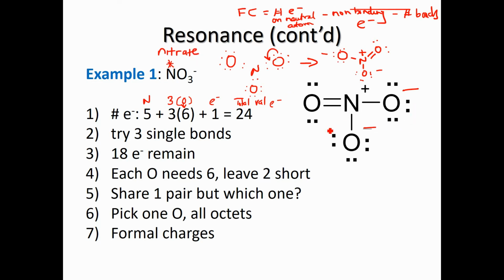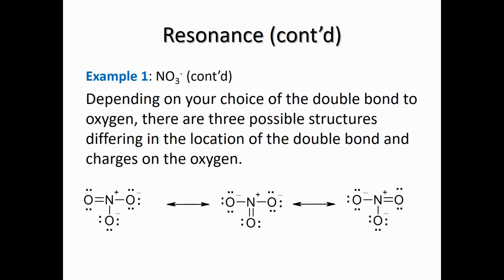Can we make more structures out of this valid Lewis structure? The answer is yes. Depending on your choice of the double bond to oxygen, there are 3 possible structures. So what you'll do, just to refresh your mind, you would use a double-ended arrow to move 2 electrons. Remember, 1 electron is moved by a fishhook. So here we want to move and open up a pi bond. So I should start where the negative charge is.